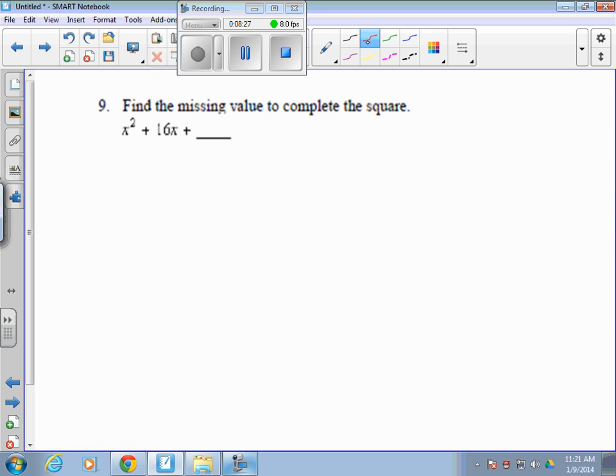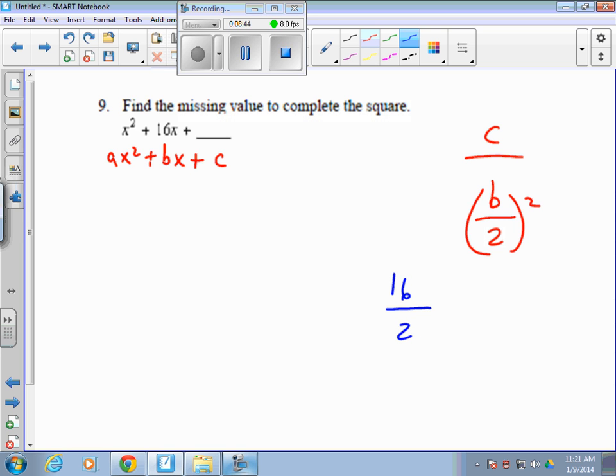Number 9, we find the value of c, ax squared plus bx plus c. So we're looking for c. In order to find c, you take b divided by 2 and square it. So the b value in this case is 16, divided by 2 is 8, squared is 64.